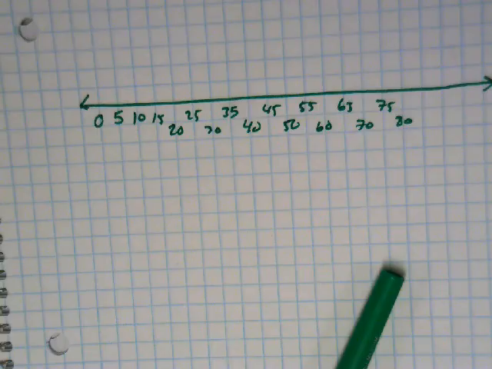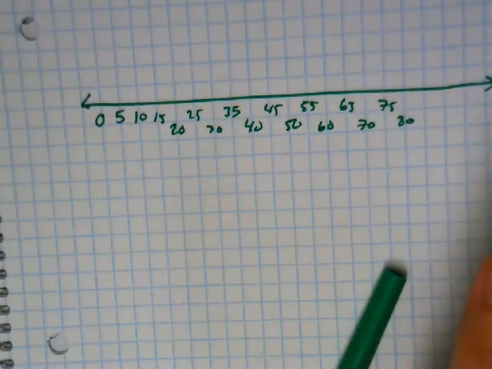Come on up. Okay, we're good? So counting by fives, good practice to count by fives all the way to 80.